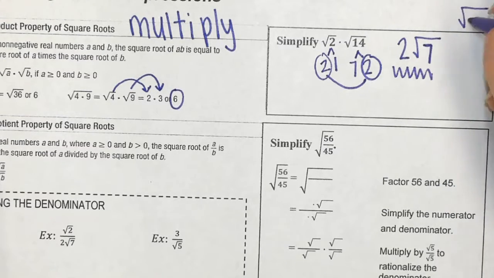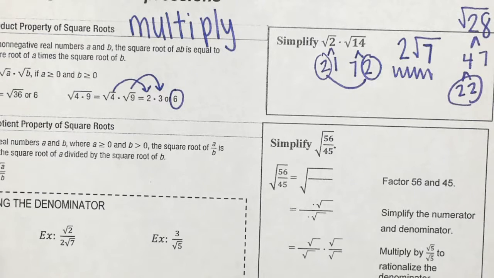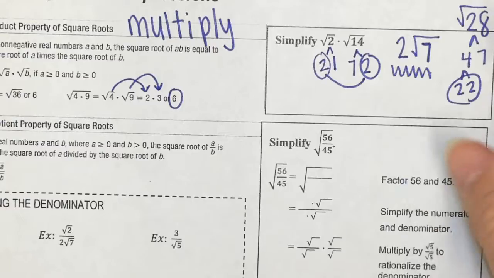Yes, you would get the square root of 28, because 2 times 14 is 28. And then you would just have to break it down to 4 and 7, which breaks down to 2 and 2, which is the same thing. Okay, so it's your preference. If you want to multiply them first and then do that, you can. Or if you want to go ahead and do it at the beginning.